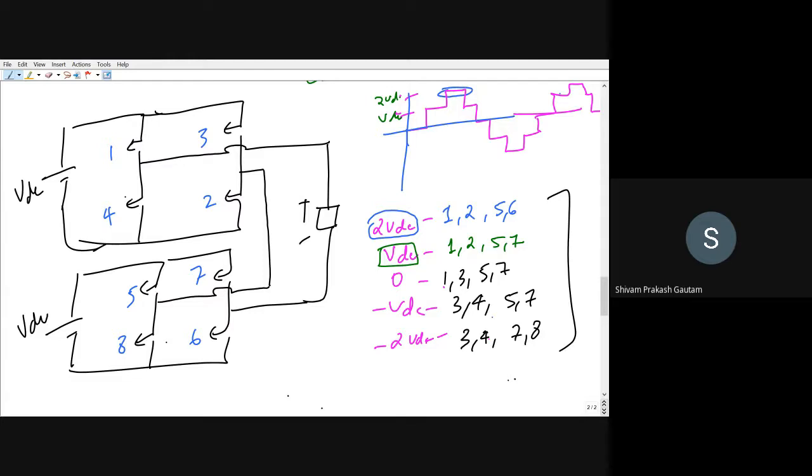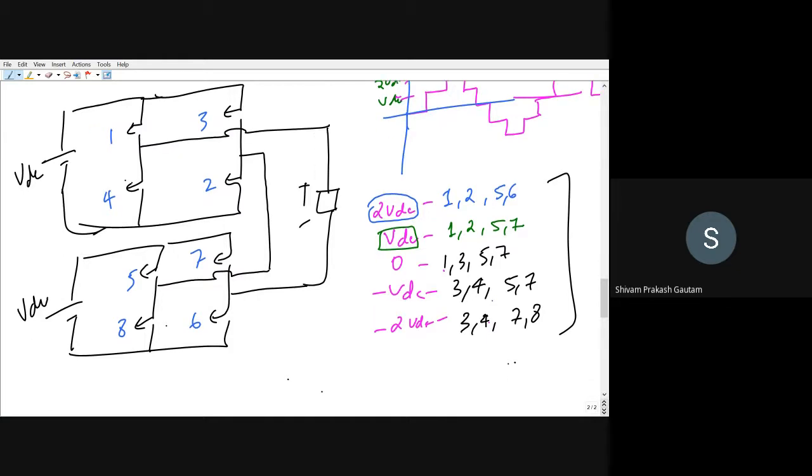Okay. Now if you switch on this, then you can see that at this voltage level there is one minute thing I am telling you. If you see on this level, let me call this DC source 1 and DC source 2. Then at this 2 VDC, DC source 1 and DC source 2 both are being utilized. If you see at this voltage level, only DC source 1 is being utilized.